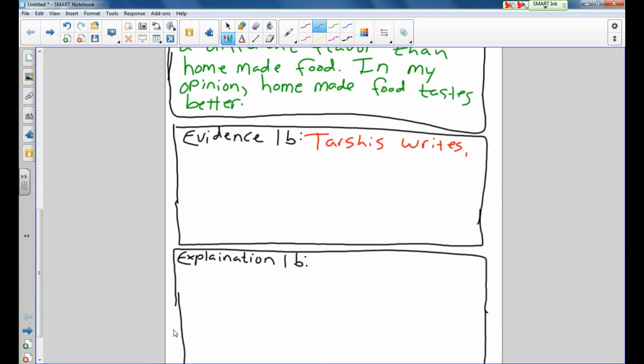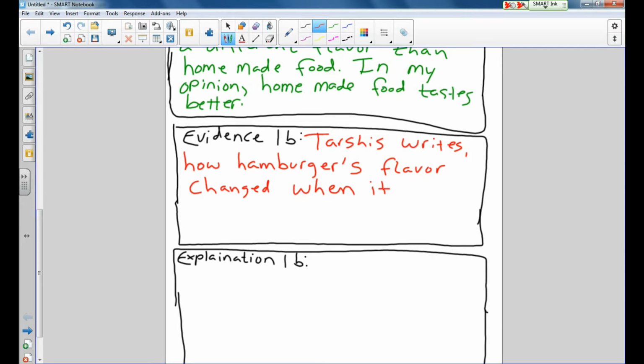And again, I can decide whether I'm going to quote this or paraphrase this, but since I used two separate sentences, I can combine these and shorten it up a little bit and still get my same point across, so I'm going to paraphrase it. So I'm going to write, Tarsus writes how hamburger's flavor changed when it was brought to America.